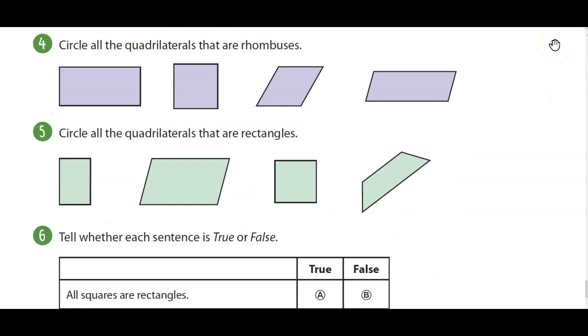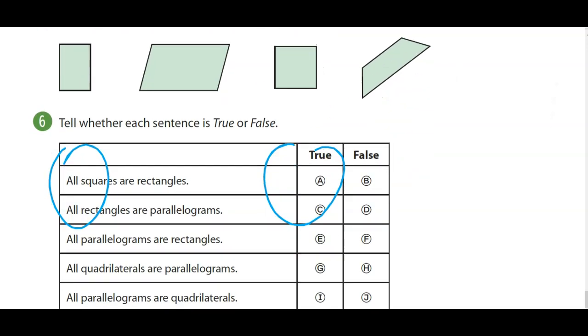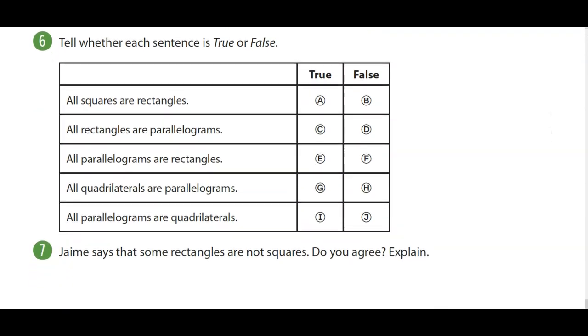So draw the quadrilaterals that are rectangles. That would be this one and this one here. And you can stop the video and you can do number 6 by yourself.